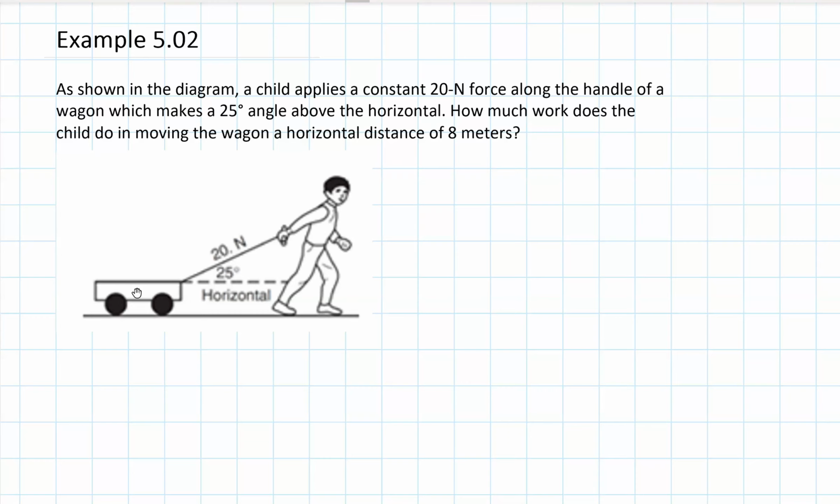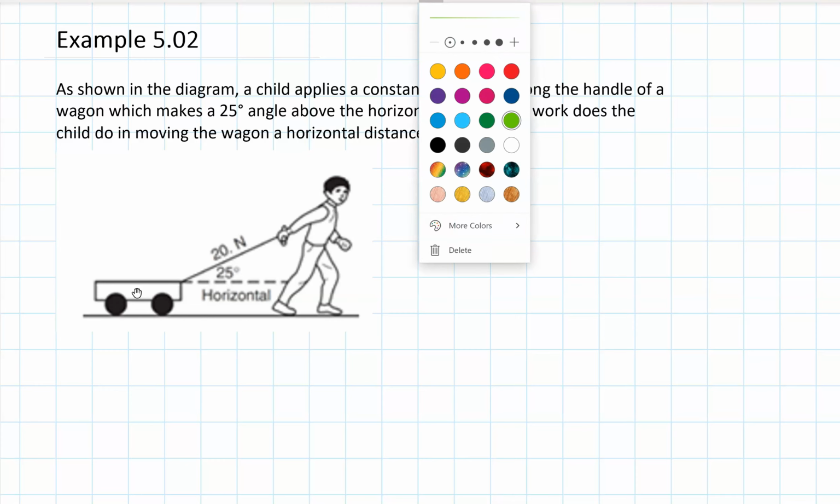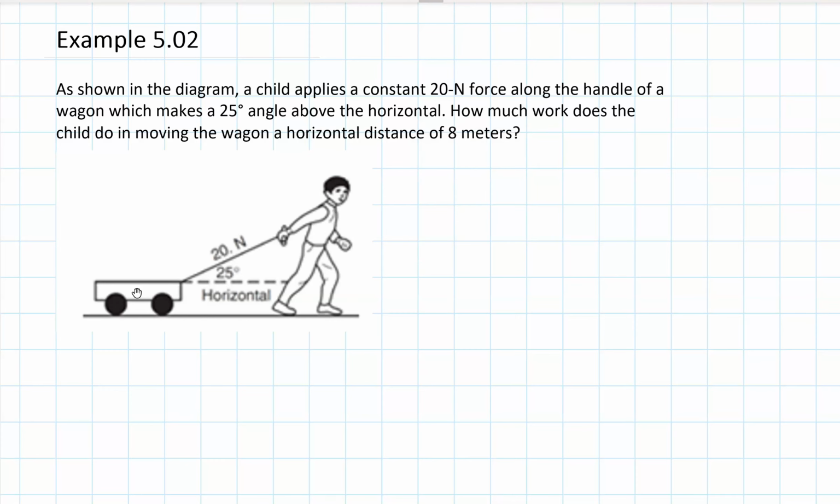So this is important because what this tells us is, let me change the size of this real quick. The wagon is moving to the right, but this force right here is going up at an angle of 25 degrees. So right away I know that there's an angle that we're going to have to worry about.